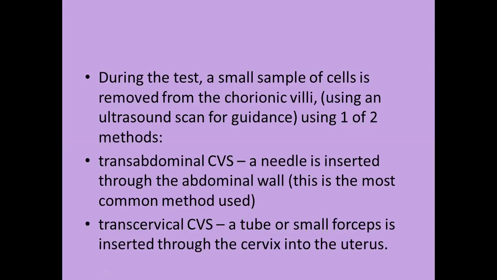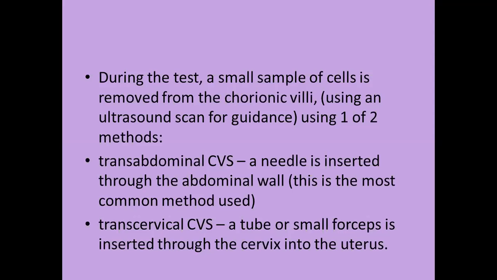So in this case, what happens is a small sample of cells is removed from the chorionic villi. So remember that the chorionic villi are produced from the chorion. And remember that the chorion is an extra embryonic membrane produced by the embryo. So this is embryo tissue. So they use an ultrasound scan for guidance, just as they did for an amniocentesis. And then they use one of two different methods to get the cells. But what they're doing is they're actually getting cells.